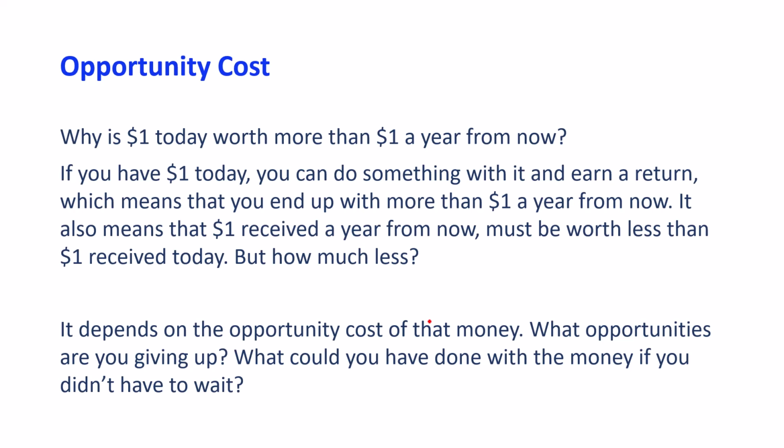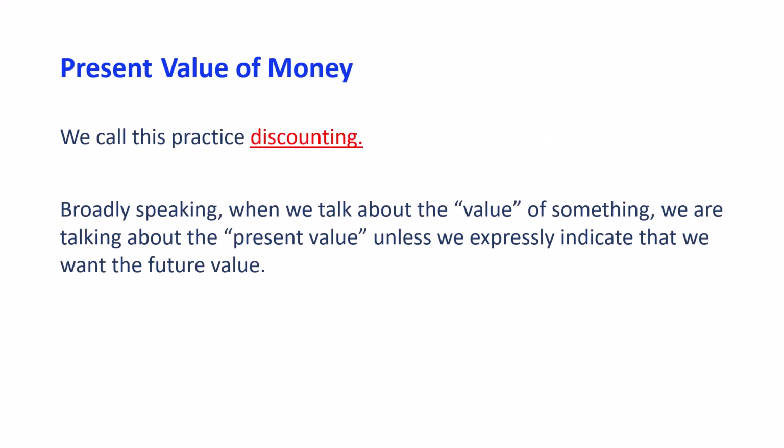That's why once you figure out the cost of waiting, you then punish the future cash flow by assessing a penalty that counts as the opportunity cost. We call that opportunity cost a discount rate. So we call this practice discounting. And this is just the opposite of compounding. In the compounding practice, you earn interest on interest. The interest comes on top of the interest that you had before. In discounting, you're subtracting interest from the future cash flows.